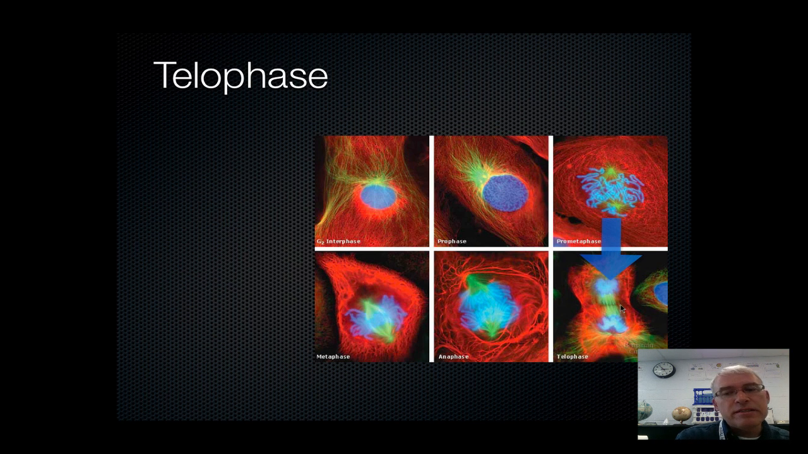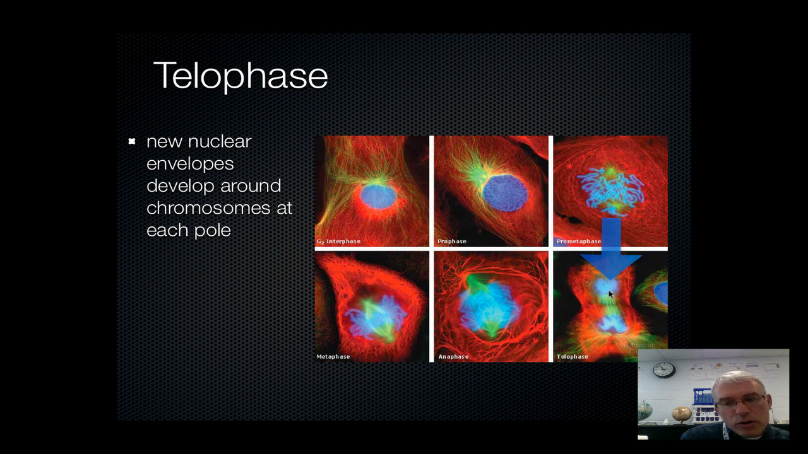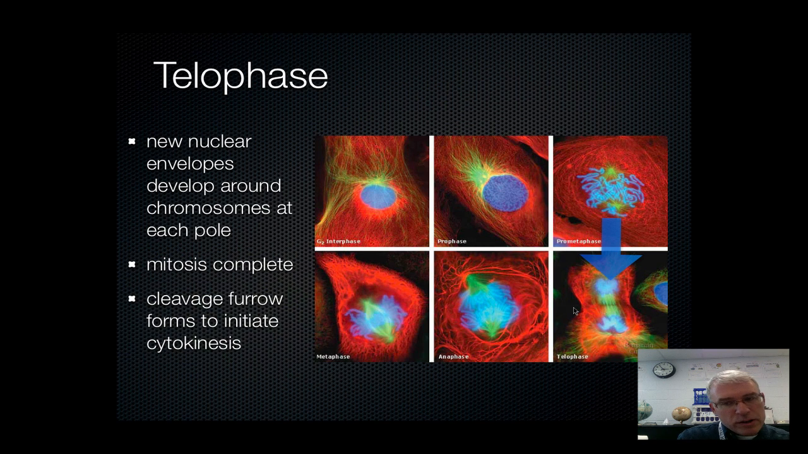Telophase is the last phase of mitosis, and this is when new nuclear membrane material is being formed around the two piles of chromosomes, which have moved to the opposite poles, and mitosis is now officially complete. A cleavage furrow may then start to divide the cytoplasm and all the goodies in the cytoplasm between the two new daughter cells. Okay, we're going to pause there and pick up with our next video cast.